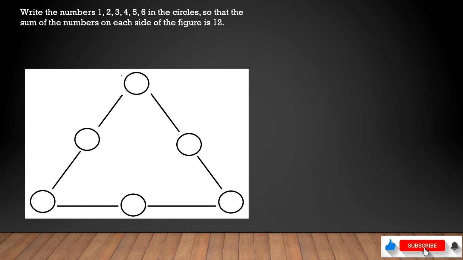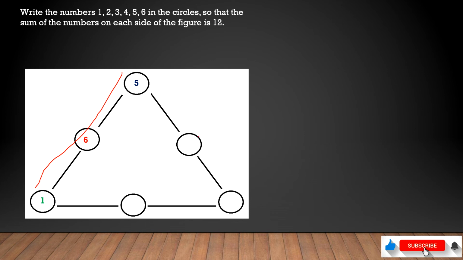Here we have been given this triangle. This is also a very interesting exercise, and we have to fill numbers from 1 to 6. You can repeat numbers or fill whichever way you want, but each side should give us a sum of 12. So this is our task. If you start with 5 and fill the next number as 6, 6 plus 5 will give us 11. 11 plus 1 will give us 12. So this side sum is 12.